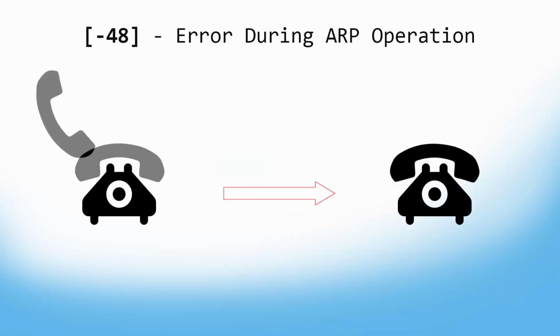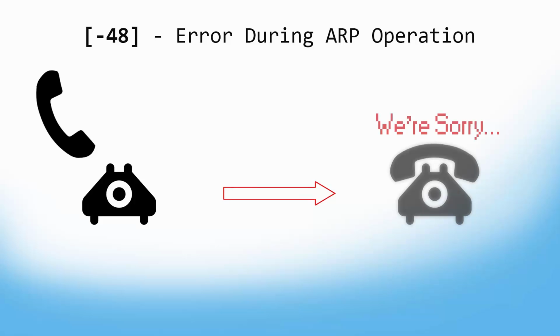A -48 is like you're trying to call someone to get some information, but when you dial their number, you get an automated response that your call cannot be completed as dialed. Maybe you have the wrong number, or maybe their phone line has been turned off. All you know is that the call cannot go through.